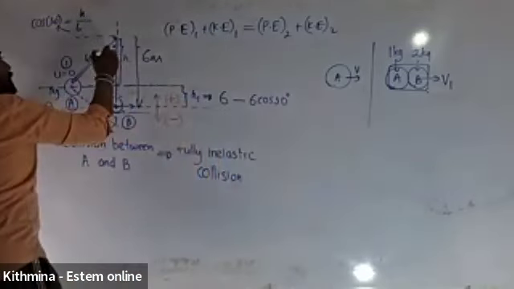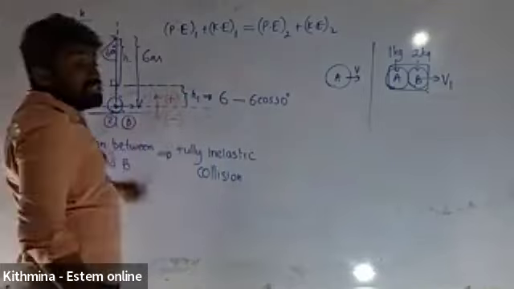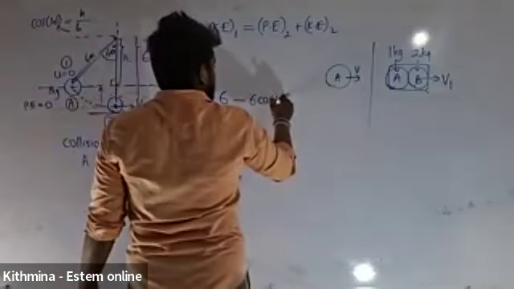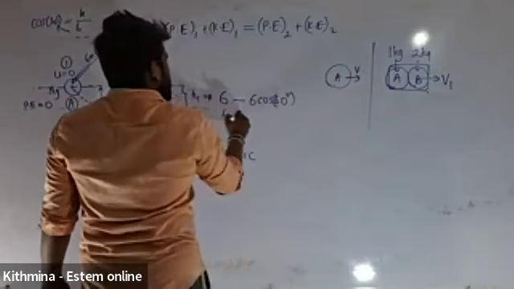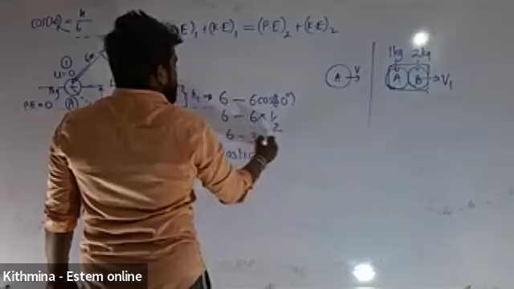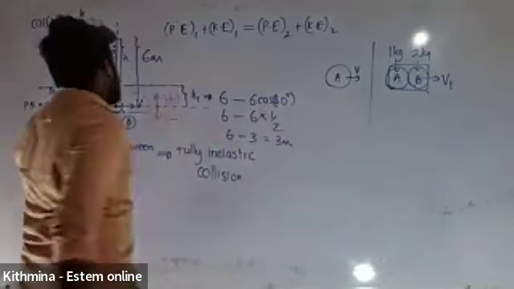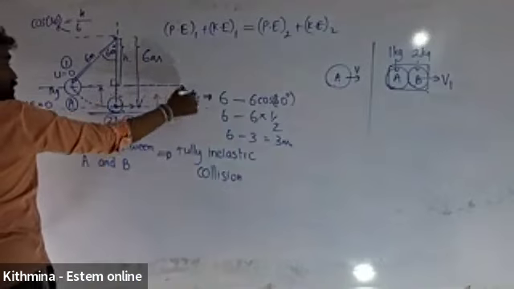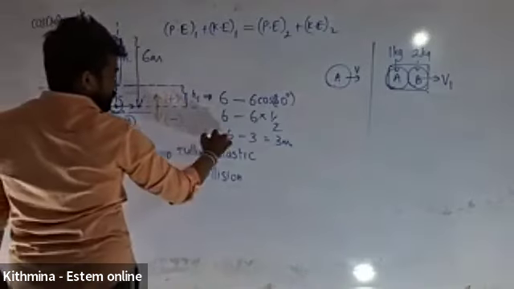Please get it as 60. If it is 30, the simplification becomes very complex. So get this 60. Then 6 minus cos 60, which is half, 6 minus 3, there is 3 meters. H equals 3 meters. Not H, H1 equals 3 meters.